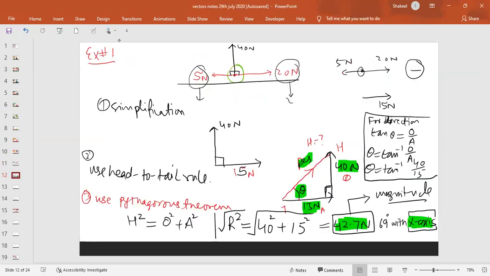Its solution is over here. So you can just pause the video and look into this solution. The answer is written at the bottom.